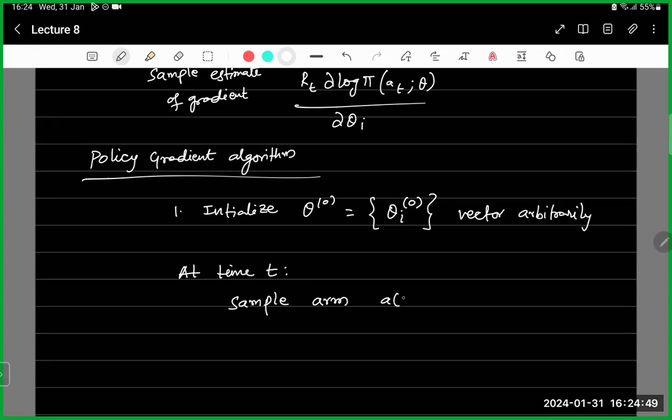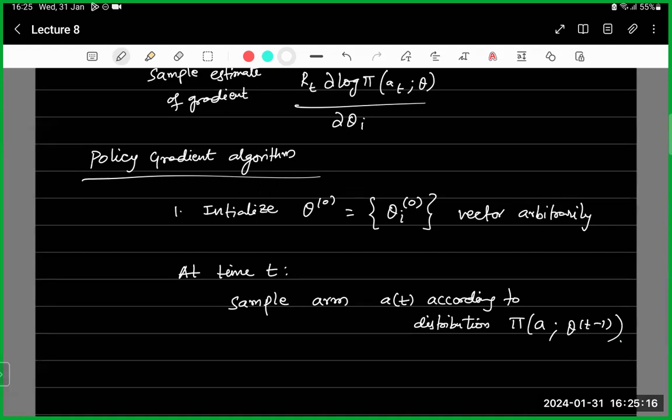Sample arm AT according to distribution pi of a, theta t minus 1. Correct. You just sample one arm according to your current theta estimate.